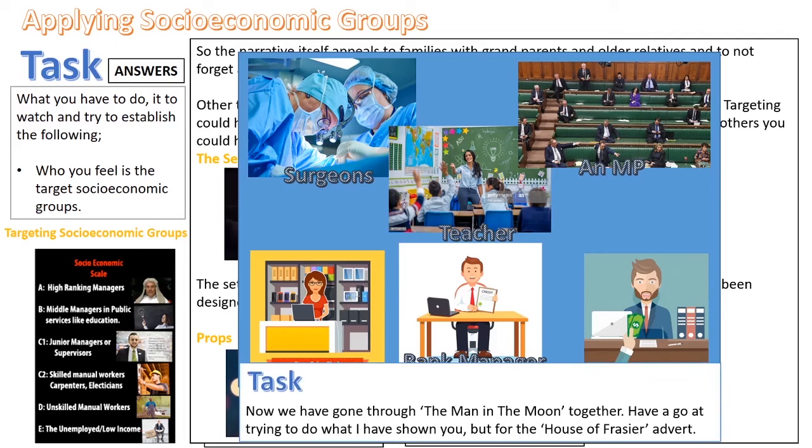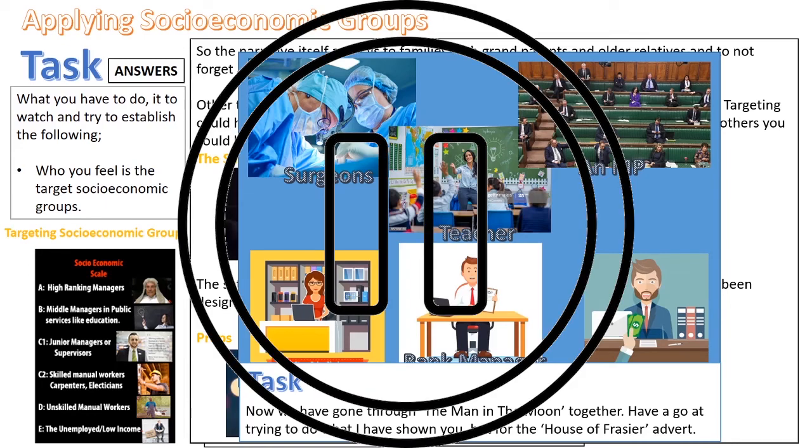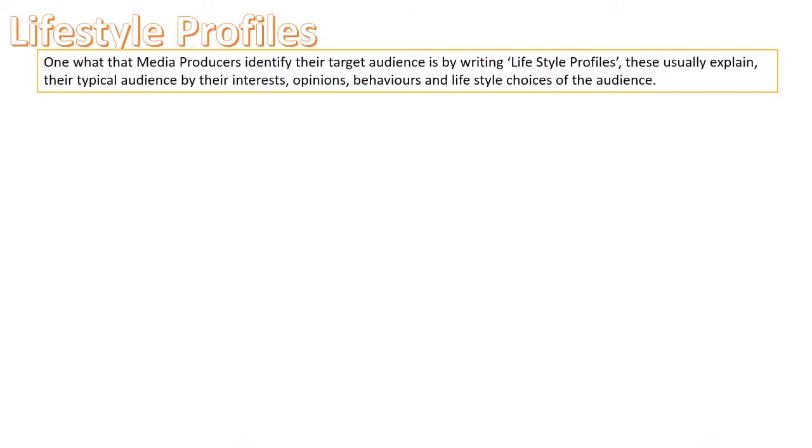So now we've gone through the Man in the Moon together. Have a go at trying to do what I've shown you, but for the House of Fraser advert. Okay, so pause this video, go back to the House of Fraser advert and just watch it and have a little look in identifying those different elements. Okay, so glad you've made some notes on that.